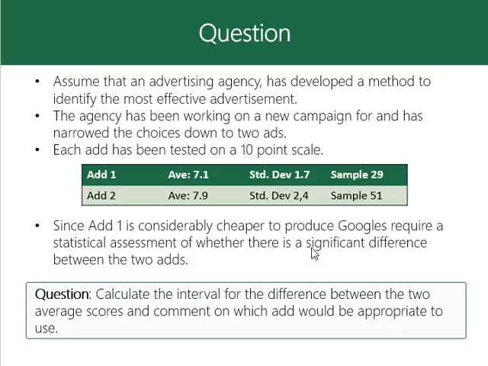Since ad 1 is considerably cheaper to produce, Google of course would like to know, based on statistics, if there is a significant difference between the 2 ads. It looks as if ad 2 is a bit better, but this could just be randomness, right? So we're going to make a confidence interval for the difference between the two average scores, and based on that confidence interval, we will see if ad 2 really is better than ad 1, or if this is just randomness. So let's go to the blueprints.